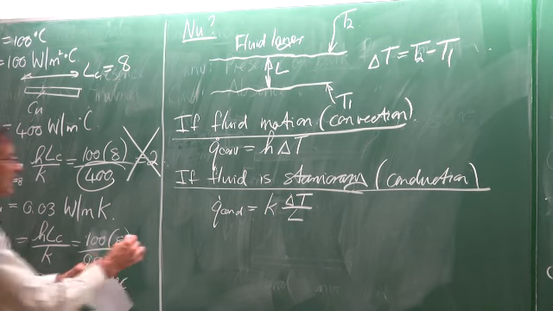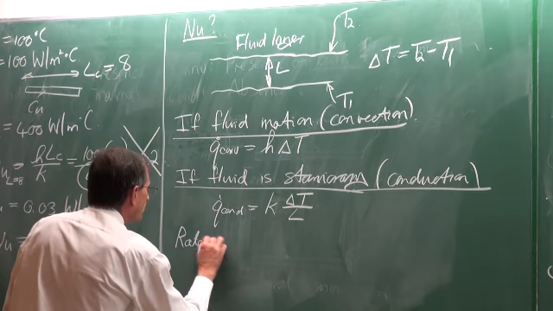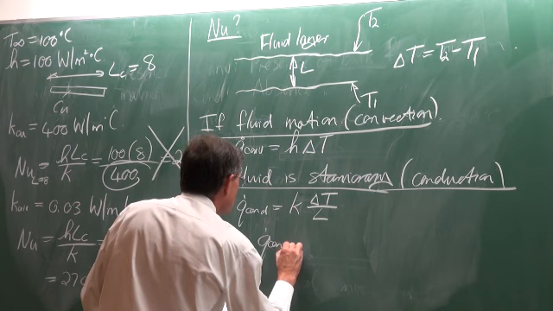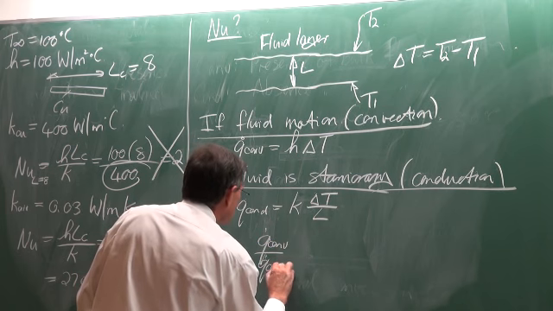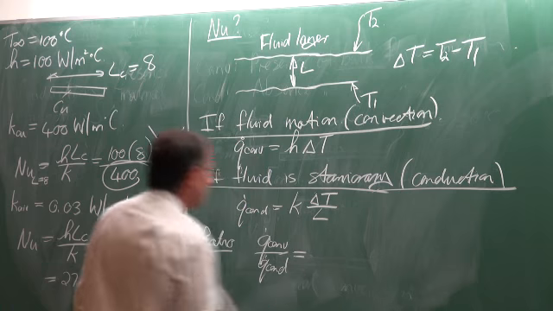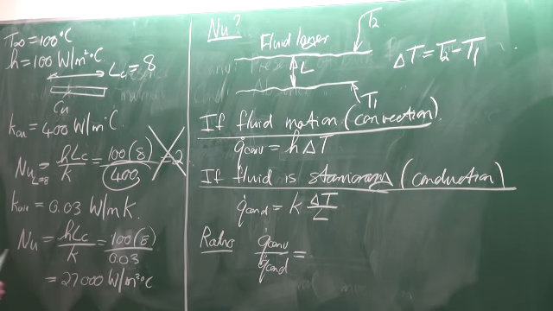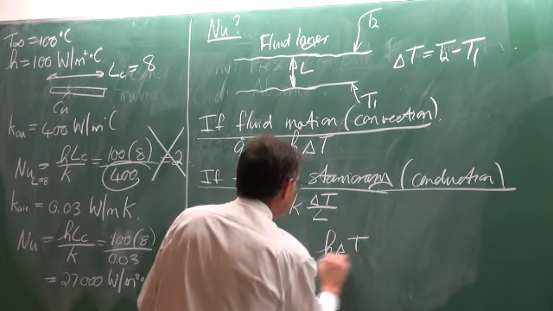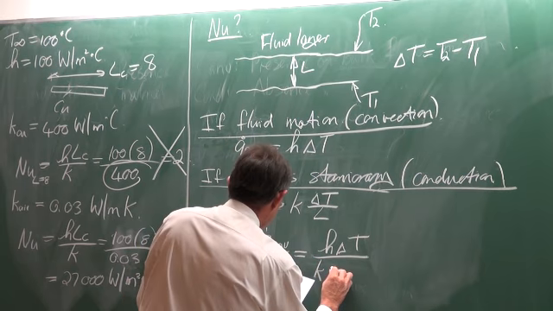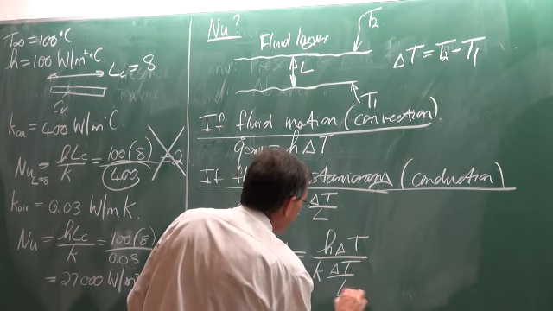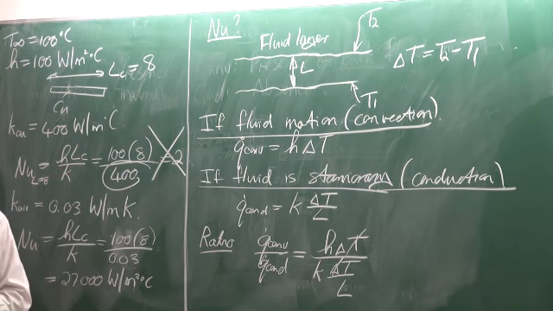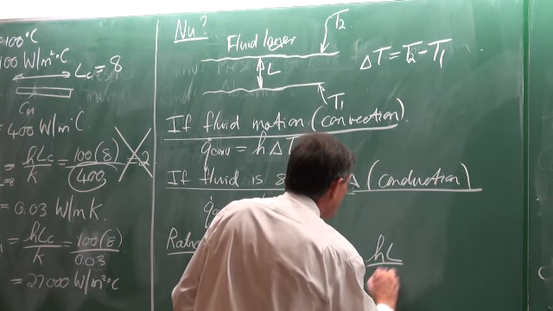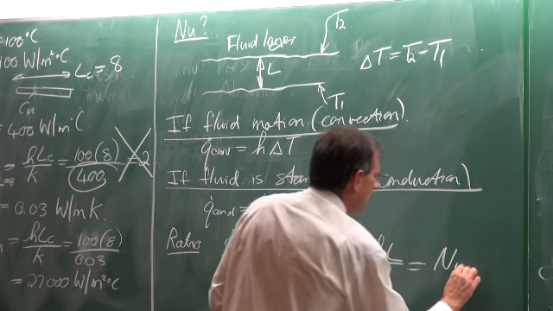Okay. Let's take the ratio of the two. So the ratio of the convection divided by conduction. The ratio of convection to conduction, and now we have the heat transfer coefficient multiplied by delta T divided by K delta T divided by L. We see that the delta T's disappear, and now we end up with HL divided by K, or the Nusselt number.